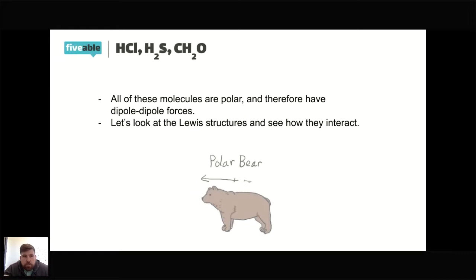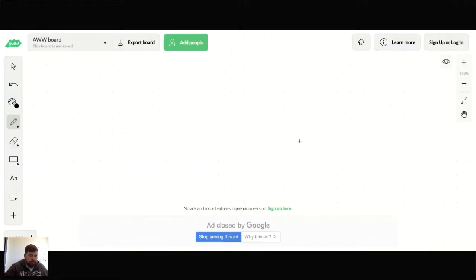I'm going to jump onto my whiteboard app in a second. But a silly little image here: our polar bear has a slightly positive end and a slightly negative end. Okay. So HCl, this is going to be the first one that we're looking at today.